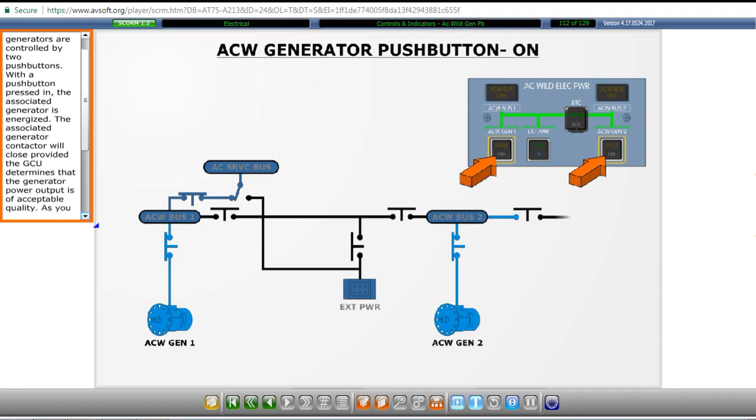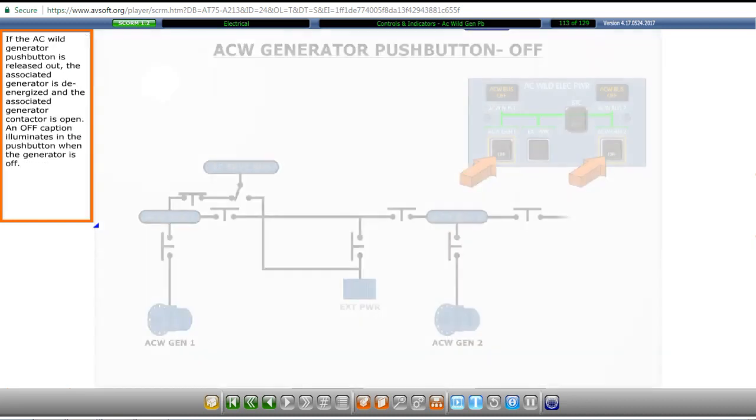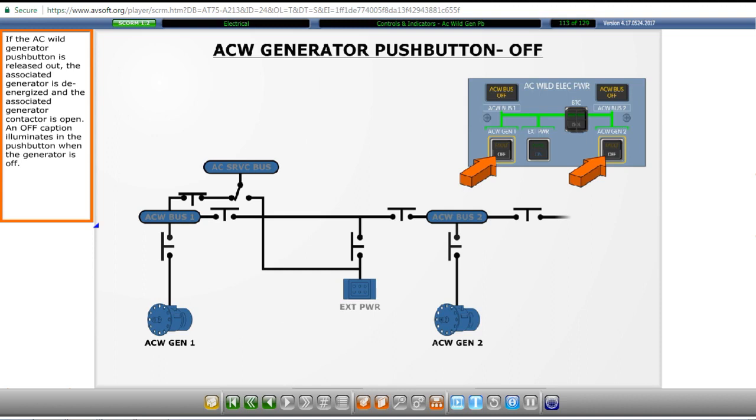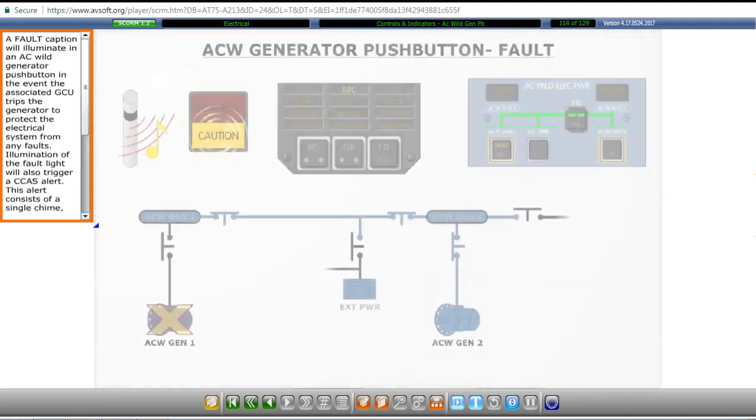The associated generator contactor will close provided the GCU determines that the generator power output is of acceptable quality. As you recall, each AC Wild generator is controlled by a dedicated GCU. If the AC Wild generator push button is released out, the associated generator is de-energized and the associated generator contactor is open. An off caption illuminates in the push button when the generator is off.